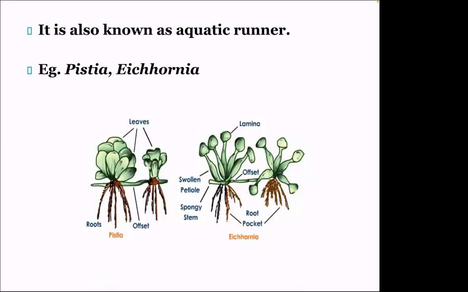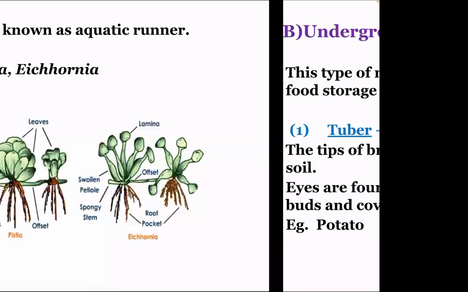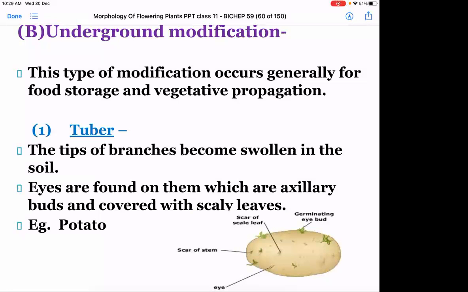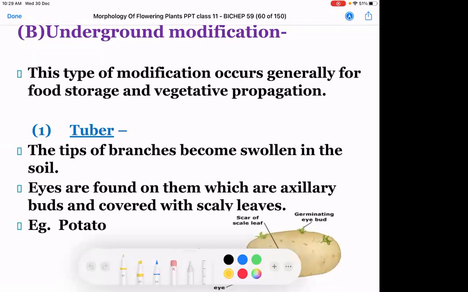Now underground modification. Second, the stem is buried under the soil. So the entire stem is buried, not branches growing upward. Ready? The entire structure of the stem is under the ground. That is why it is called underground modification. Is the meaning clear? Yes or no? Yes, sir.